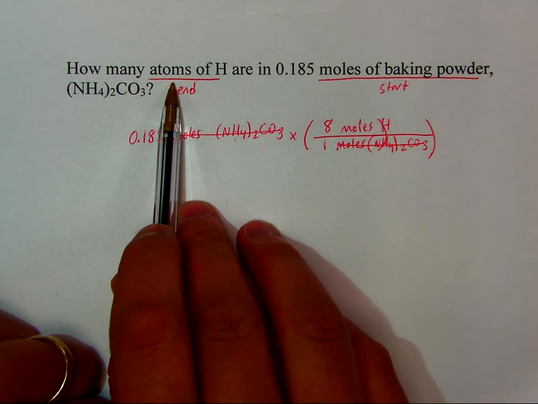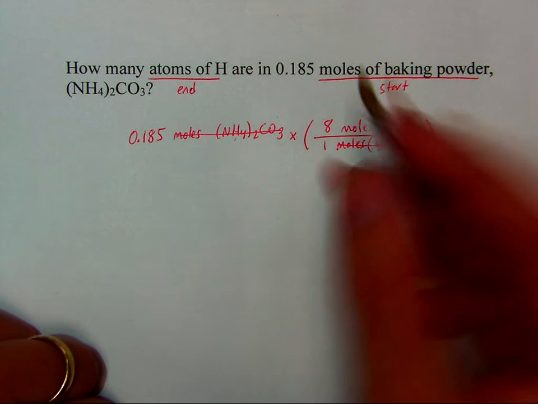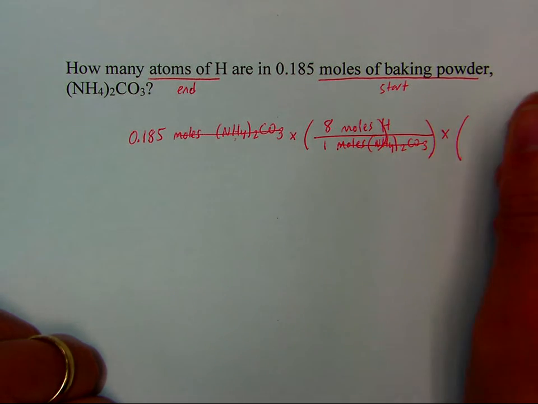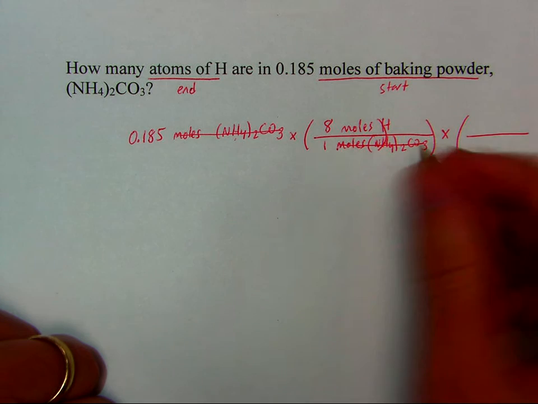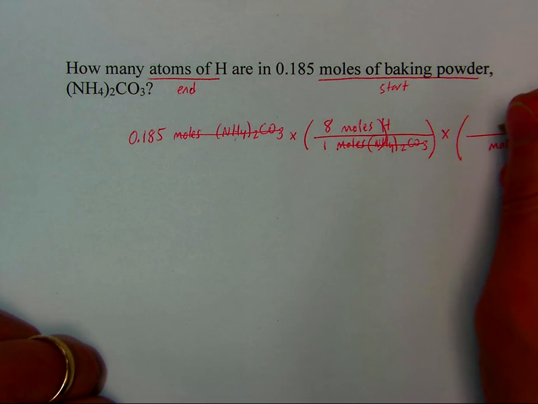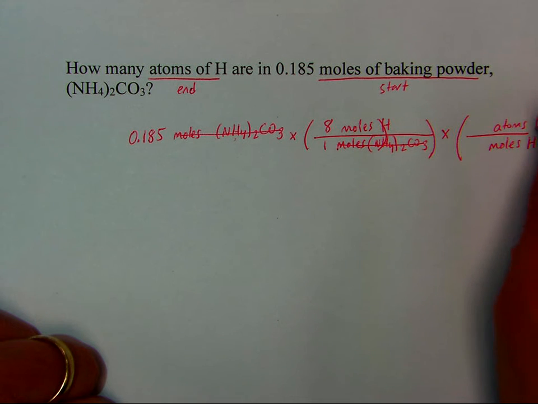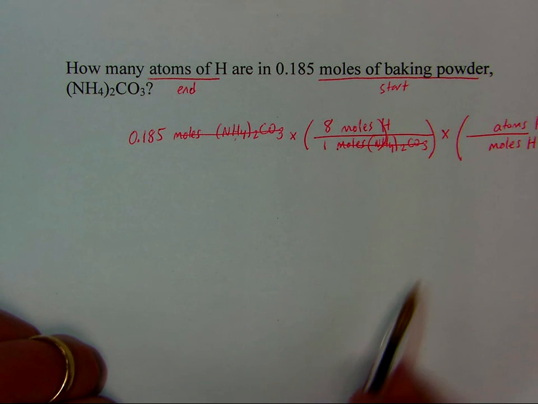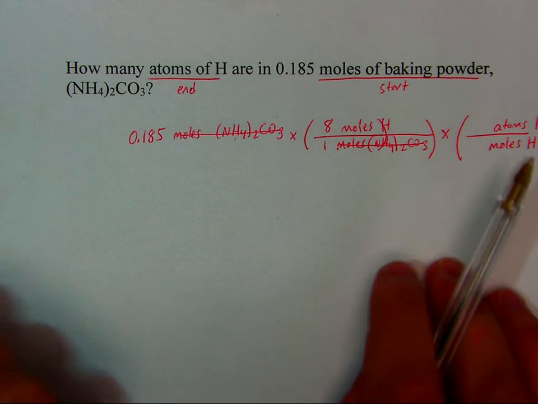I'm not done yet because I want to get into atoms of hydrogen. So I'm going to have to multiply by another conversion factor. I'm going to put moles of hydrogen on the bottom. That's what I want to cancel. I can go straight into atoms of H. Now I need to think about what numbers can go with these units.